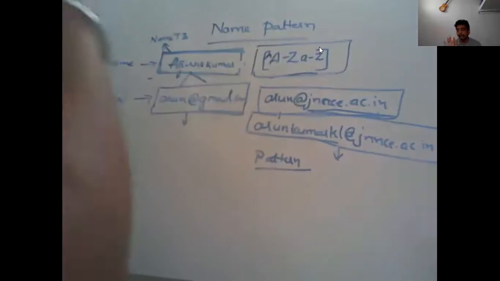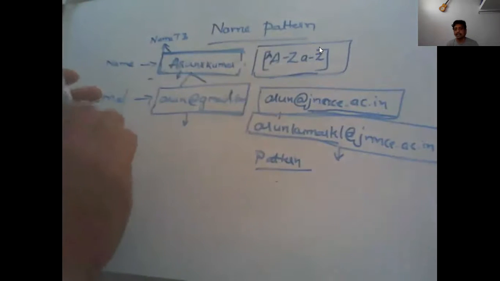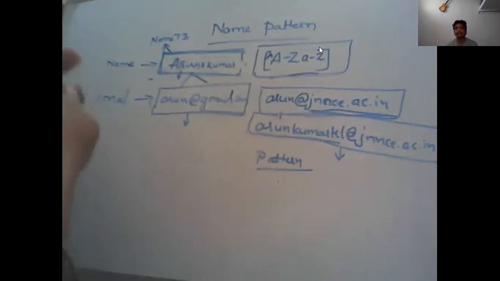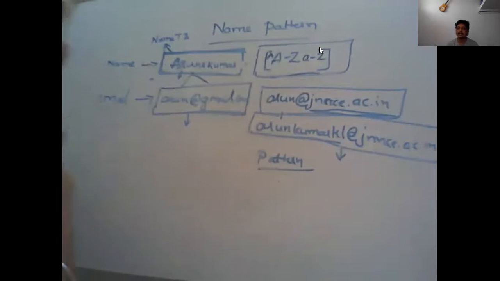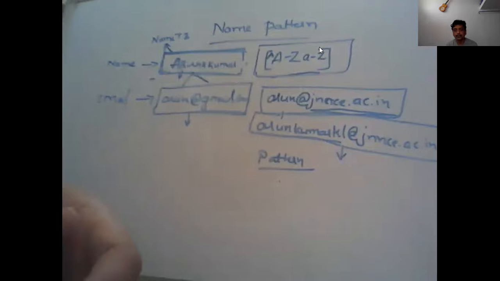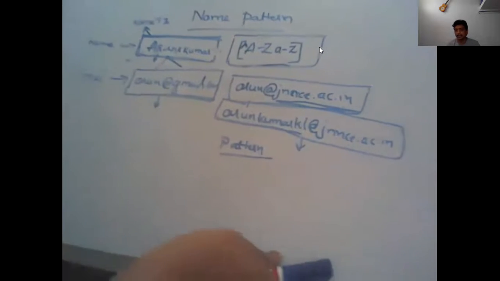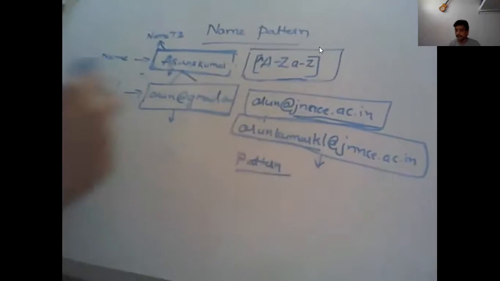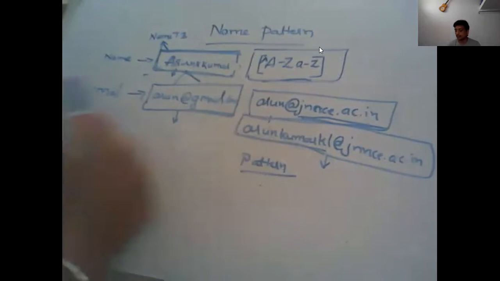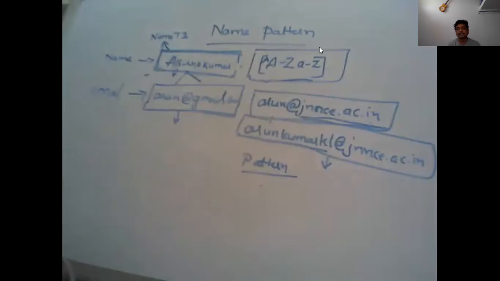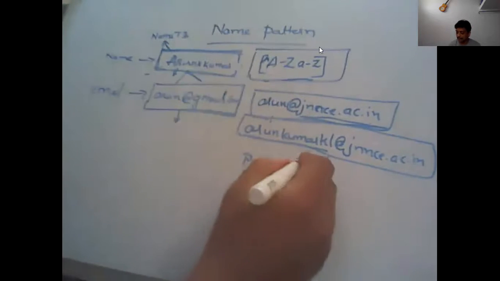I will give some mail ID, and I have to check whether that mail ID is from a JNNC student or staff. That is my intention. That is, how can I write a pattern? How can I write a pattern to check this mail ID, or this formatted mail ID? What is the pattern? Very good.